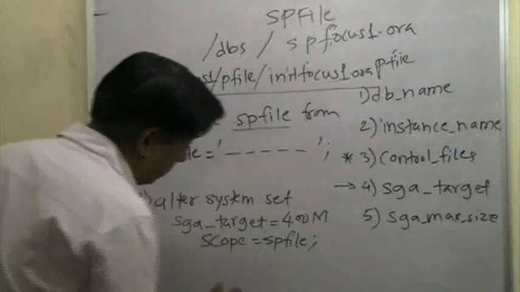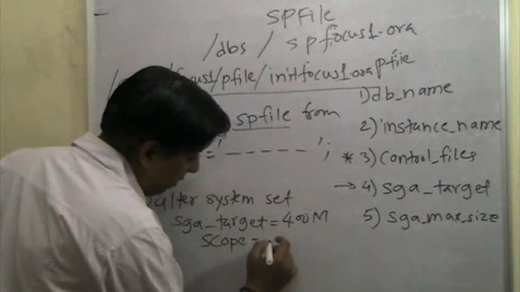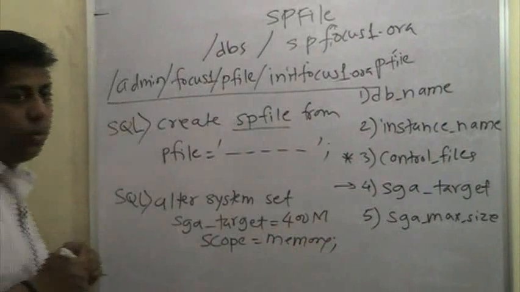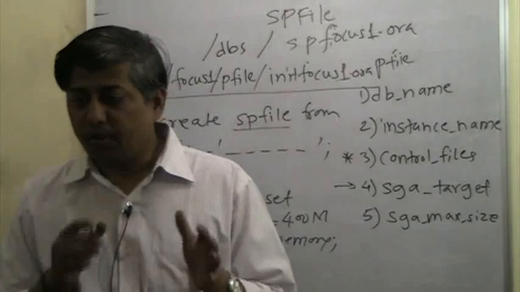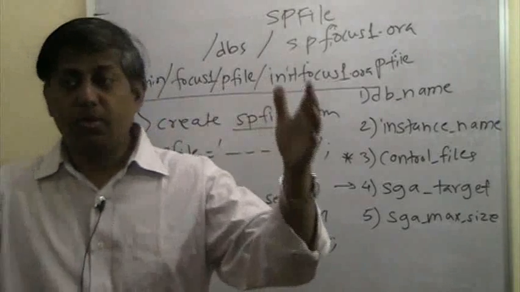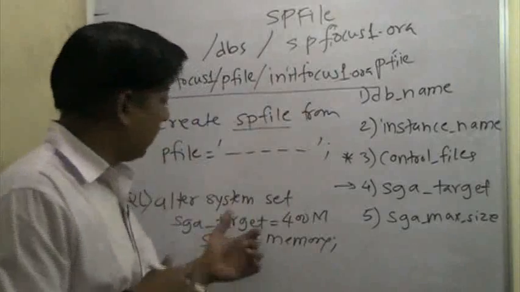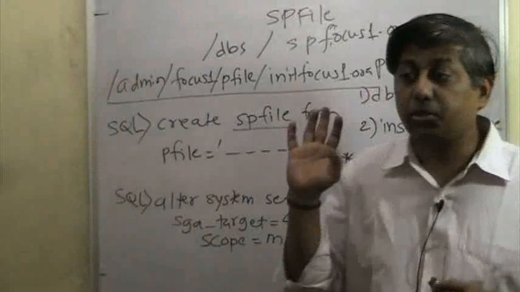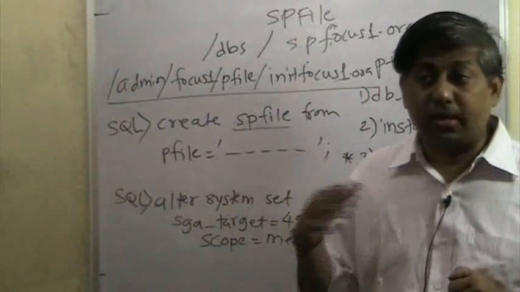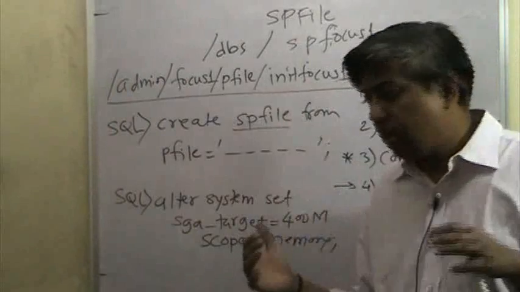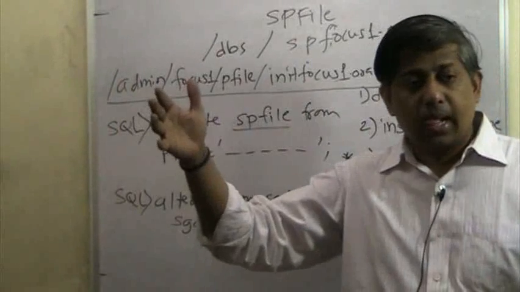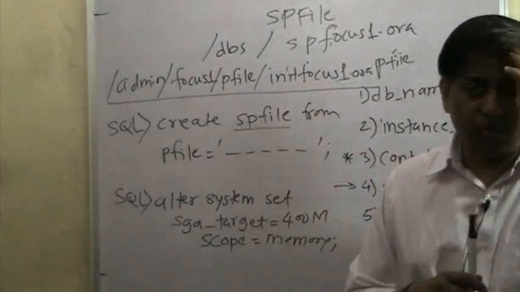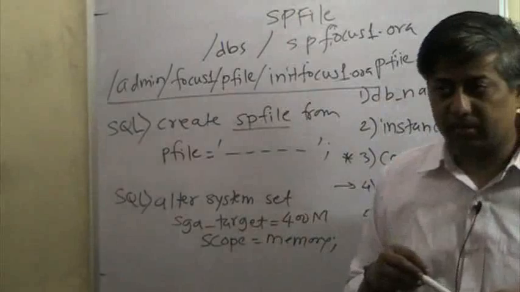As opposed to this, instead of saying scope is equal to SP file, if you say scope is equal to memory, it means you are actually changing your SGA right now from 300 to 400 in memory. And what about the change in the SP file? The SP file still remains as 300. So what is the effect now? The effect is that immediately at this time, your SGA grows from 300 to 400. But next time if you start up the database, it will still be 300, because that is what the value is inside the SP file.